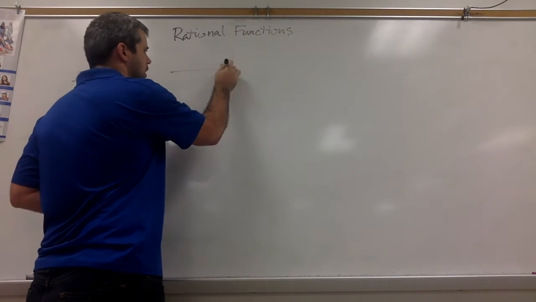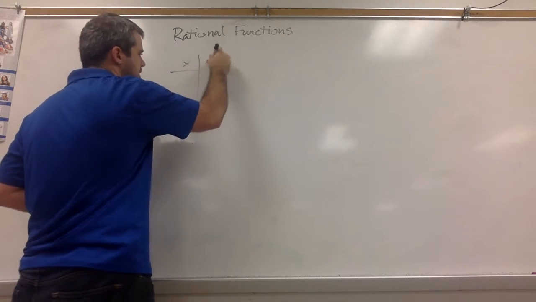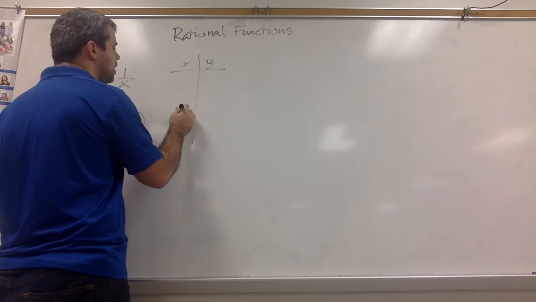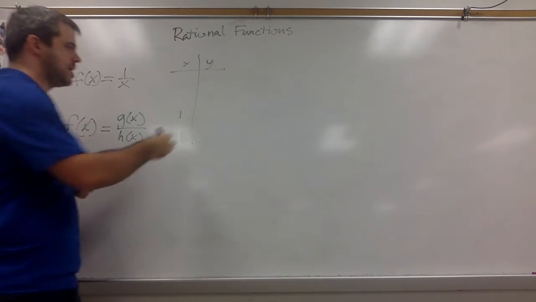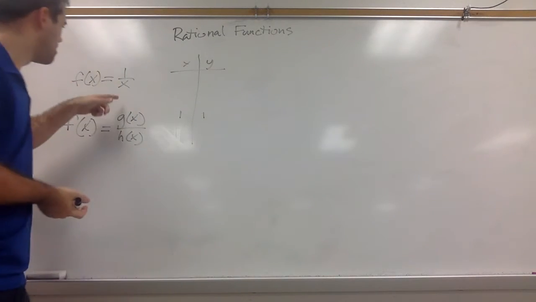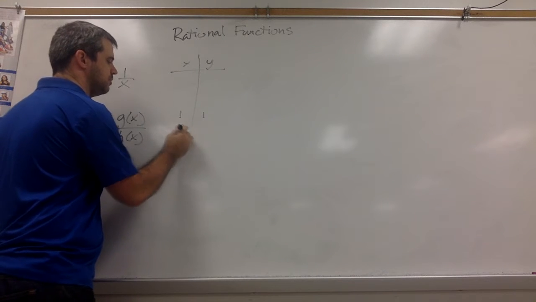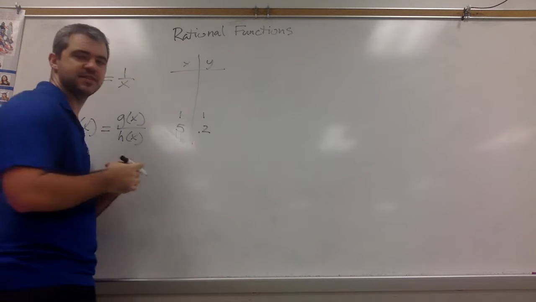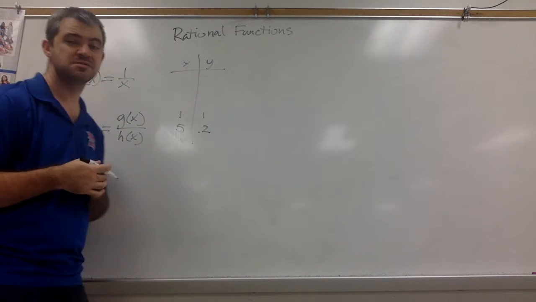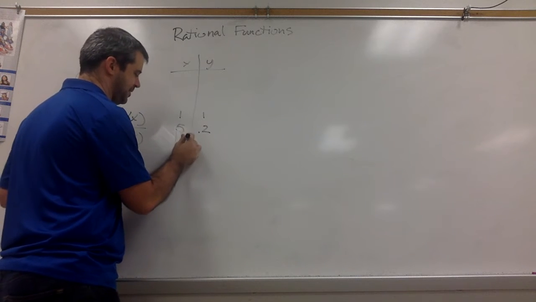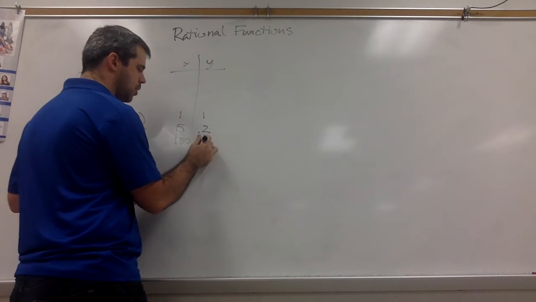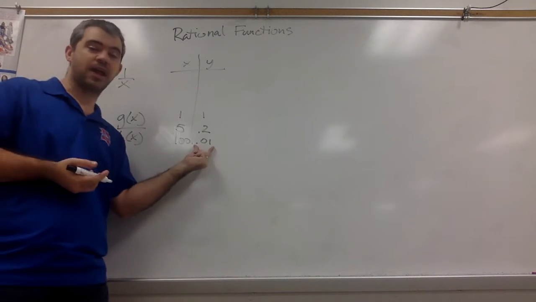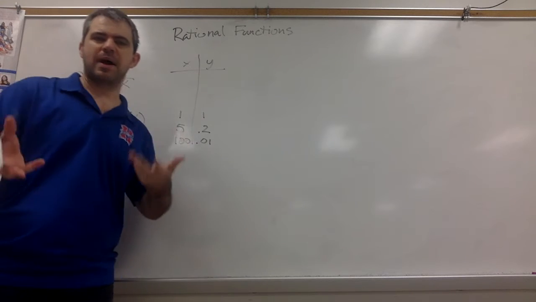Whenever you're dealing with a new function, it's nice to just plug in some values and see what happens. So let's plug in 1. 1 divided by 1 is 1. I'm going to jump all the way to 5. What's 1 over 5? That's 1/5, or 0.2. I'm going to jump all the way to 100. 1 divided by 100 is 1/100th, or 0.01.